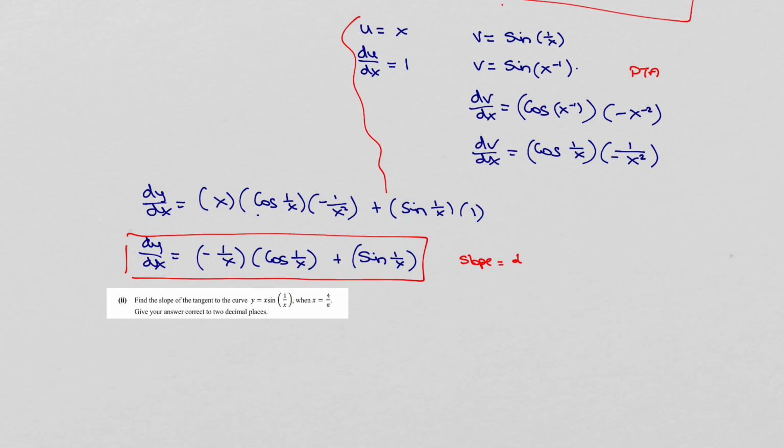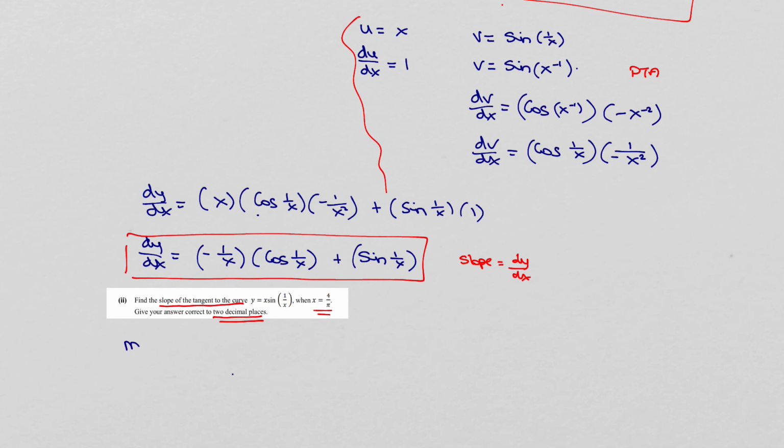Okay. So, of course, our derivative, you have to remember, is equal to the slope. So the slope is dy dx. So here we can see in part 2 that we're asked to find the slope of the tangent to the curve, which is what we've just found. But we have to find it when x is equal to 4 over pi. And very important here, we have to give our answer correct to 2 decimal places. So we're always checking how they want us to give our answer. If we don't give it in the correct form, we will lose marks. Okay, so we don't want to be giving away silly marks.